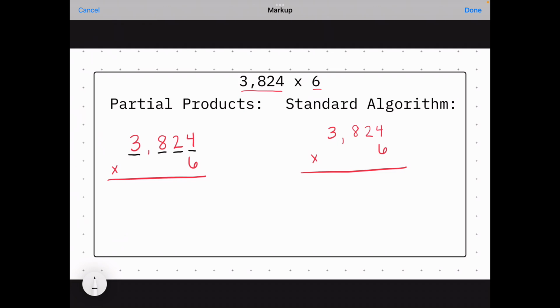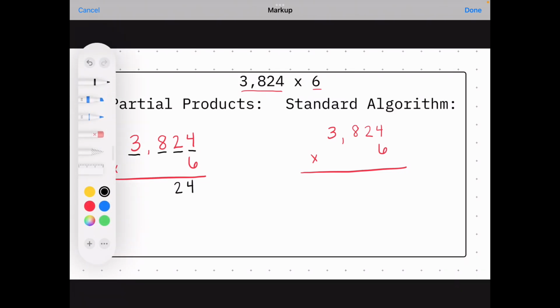Starting with that 6 times 4, I get 24. I just drop that answer straight down. Then I'm going to do 6 times 20. 6 times 20, I know 6 times 2 is 12. Add on that 0. 6 times 800, I know 6 times 8 is 48, and this time I need to add 2 zeros.